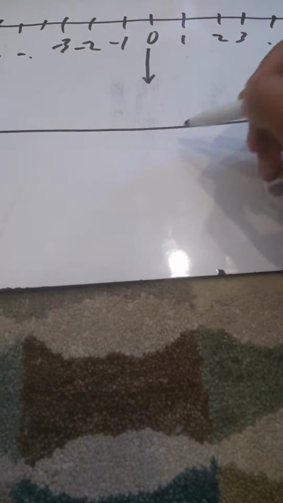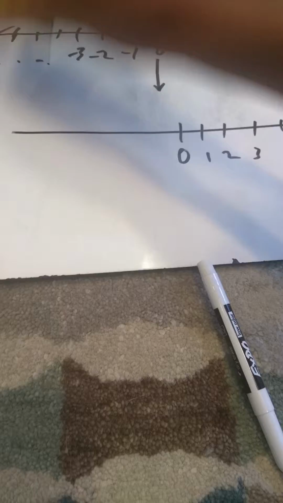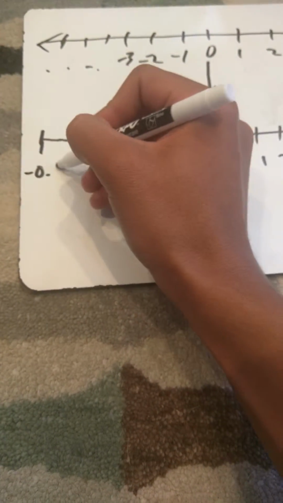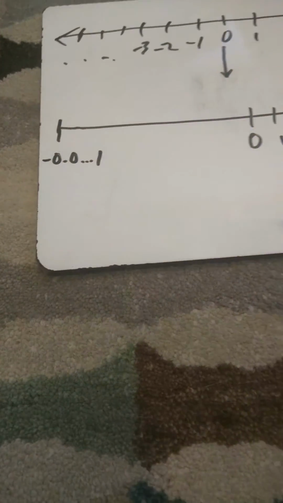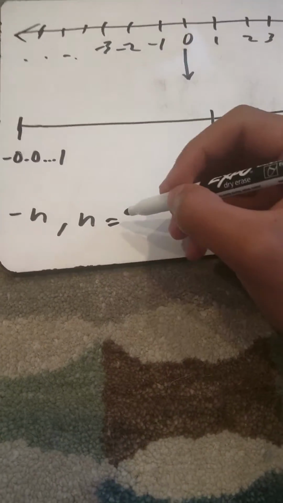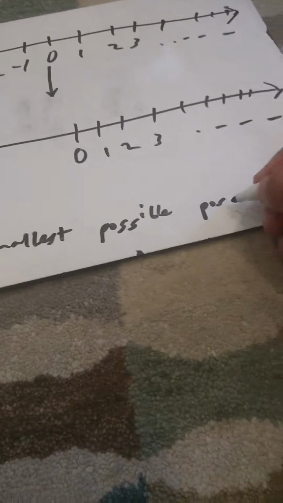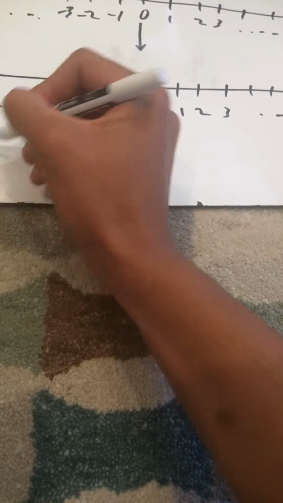So here we have 0, 1, 2, 3. We have a dot. And then actually, it does not extend infinitely to the left, but it does extend infinitely to the right. So here we have negative 0.0 dot dot dot 1. Basically the smallest negative number, where n is the smallest possible positive number. Here I'm just going to write POS dot. So we might as well just say negative epsilon.